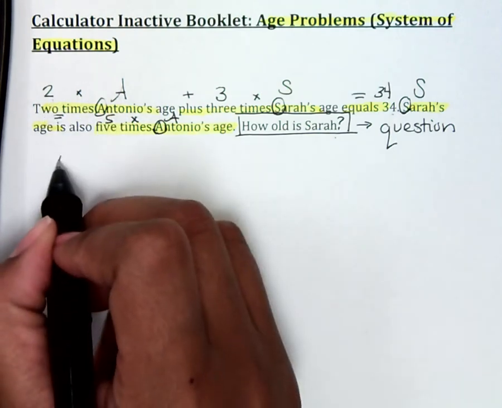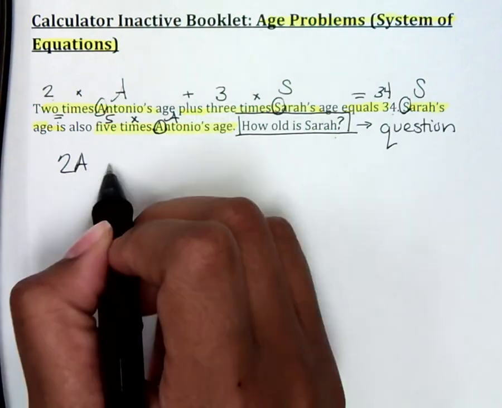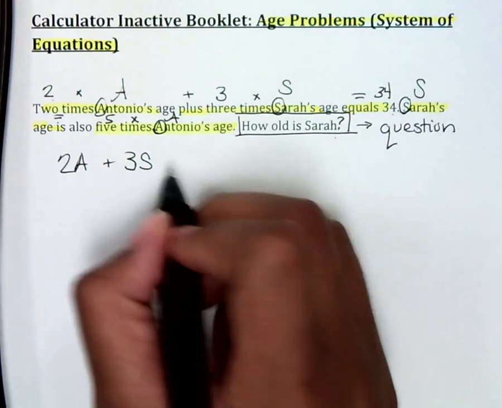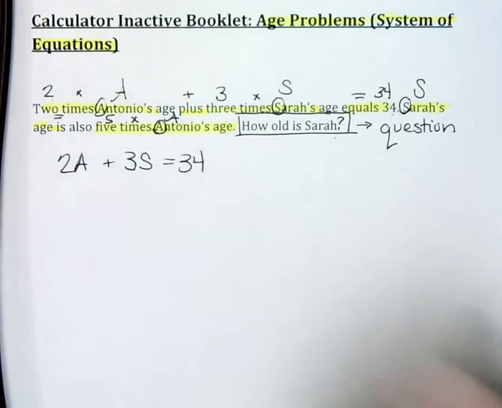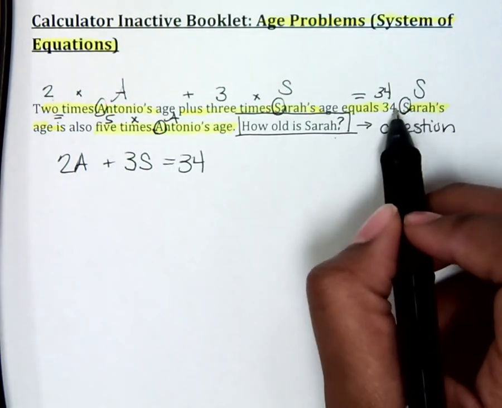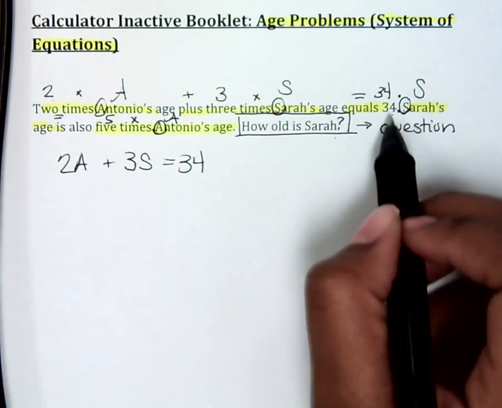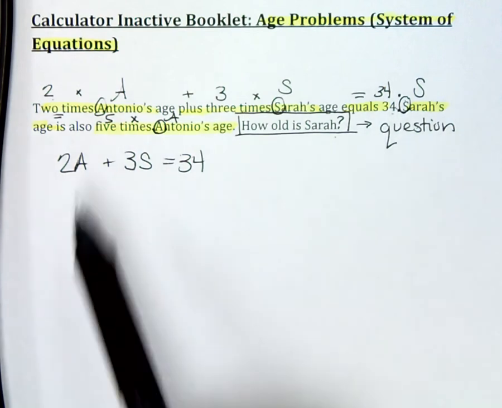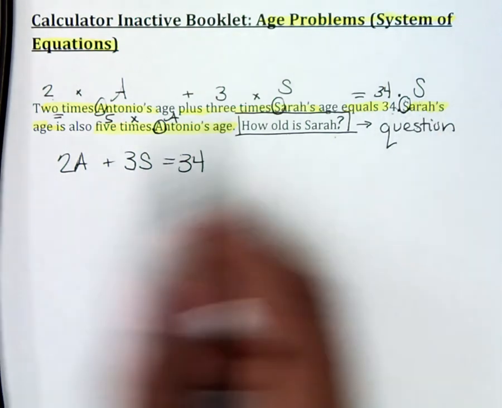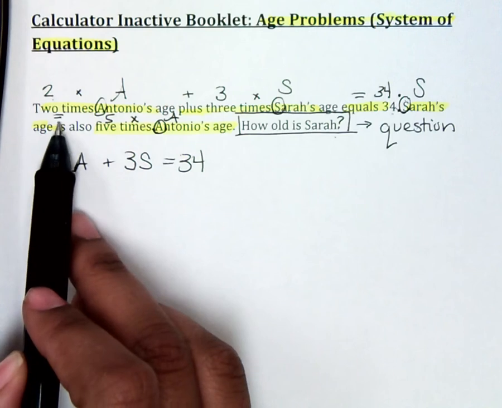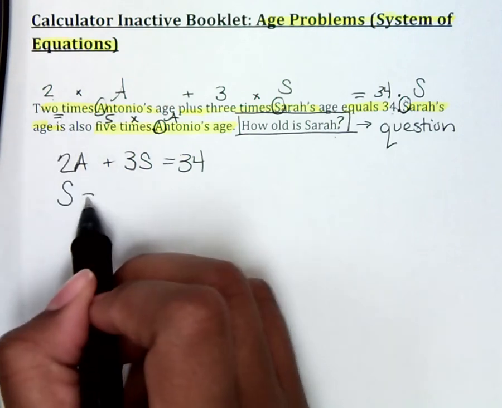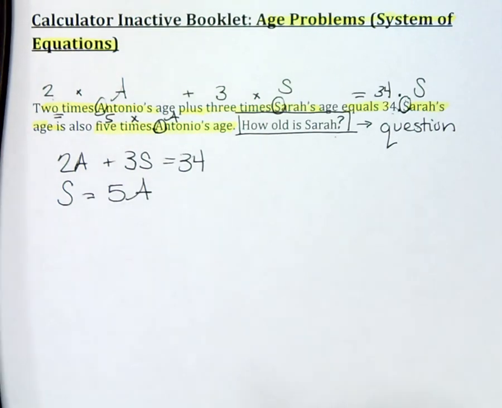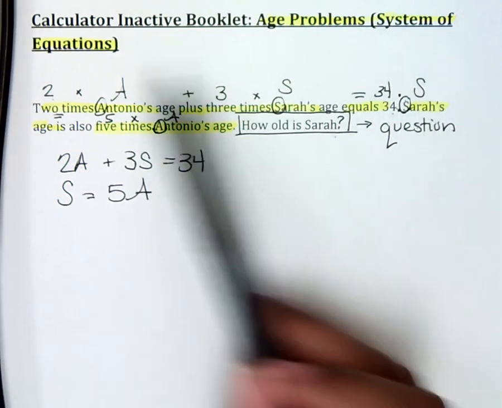So 2 times A is just 2A. Plus 3 times S, which is 3S, equals 34. I see this period right here in between 34 and Sarah, and that's how I know I've finished my equation, because now it's going to go on and give me another equation. So I have S. Don't forget that equal sign. We said was equals 5 times A. Okay, so now you can see here I have that system of equations.